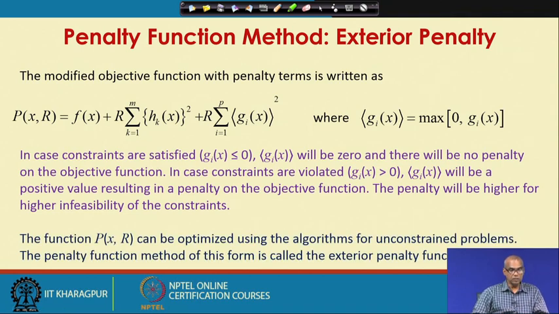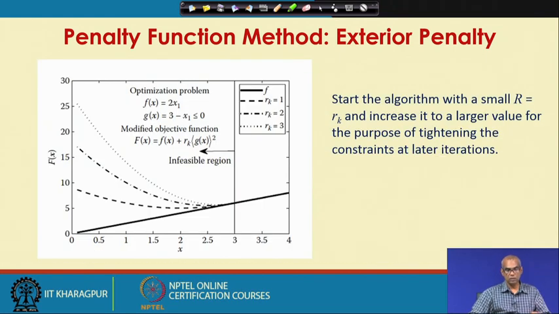The penalty function p can be optimized using the algorithm for unconstrained problems. The penalty function method of this form is called the exterior penalty function method. Now, here look at the graph.